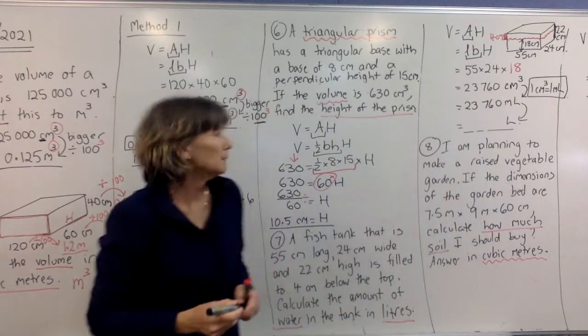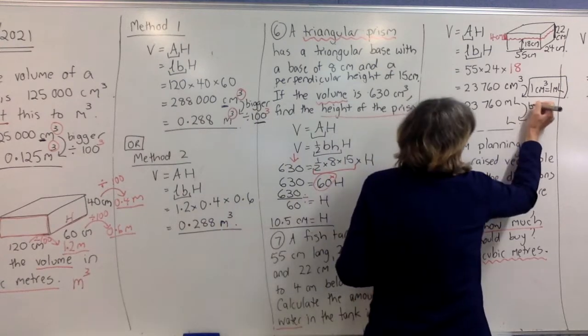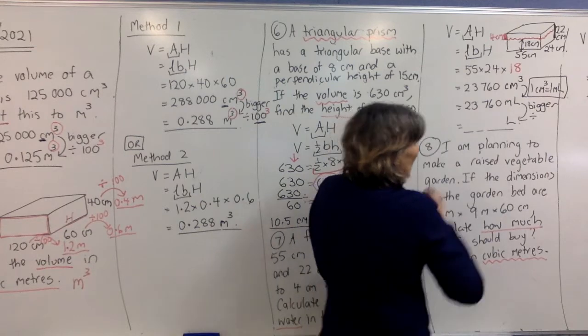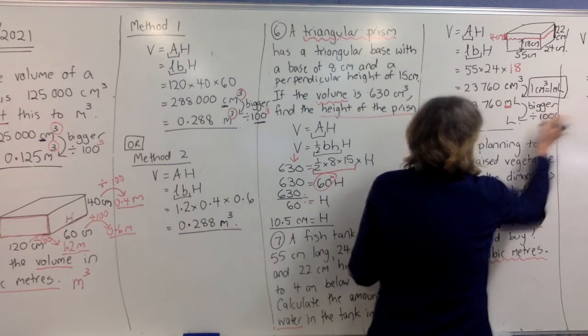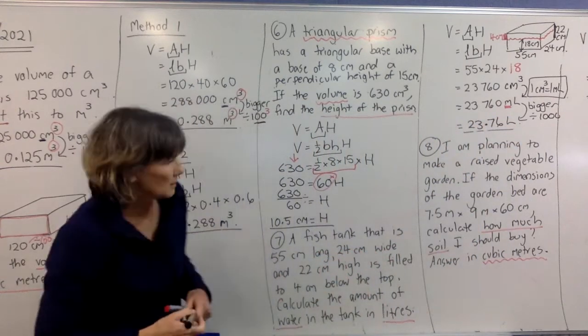23,760 millilitres. Now we're converting to litres. We're going to a bigger unit. So we're dividing by, milli is 1,000, so we're dividing by 1,000. Now if you do that, you'll get 23.76 litres.